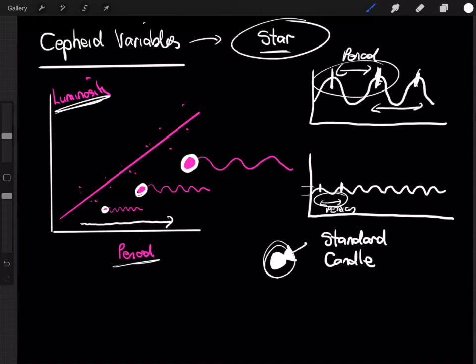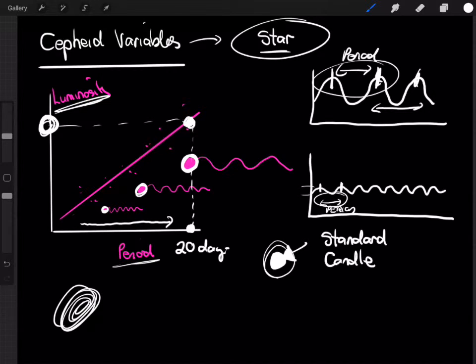That means that if we knew that a star had a certain period, for example 20 days, it would have a luminosity of this value. That's its luminosity, which tells us how bright the star actually is if we're close to it. But if we observe that very star in a distant galaxy and it appears quite faint, we know that is because it's further away.